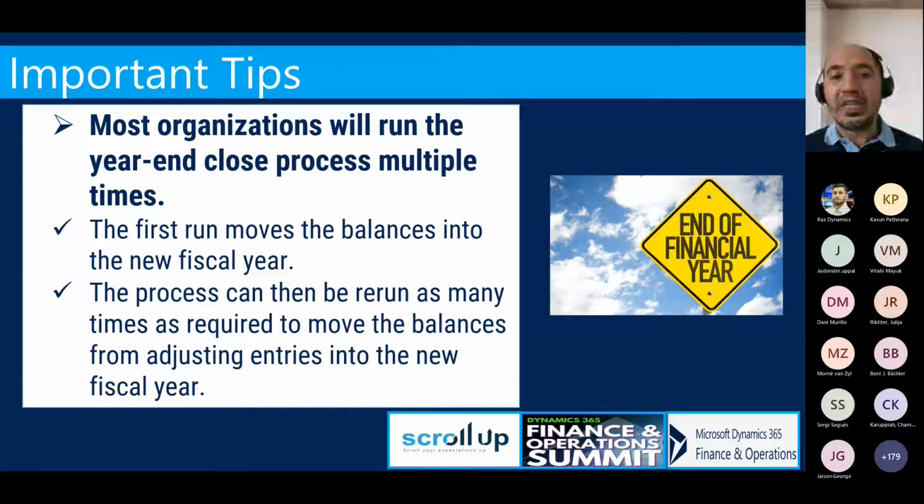The purpose of the year-end close is that the first run moves the balances into the new fiscal year. When you first run it, if you would like to close transactions, it will zero out the accounts in the income statement. The process can then be run as many times as required to move balances from adjusting entries into the new fiscal year. You can always move only the adjustments, because there will usually be adjustments after closing.